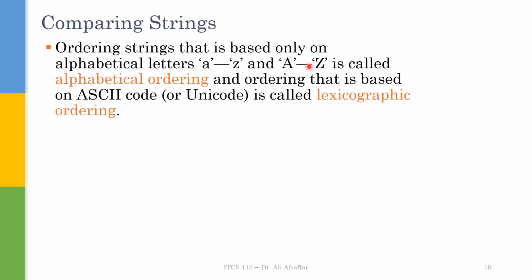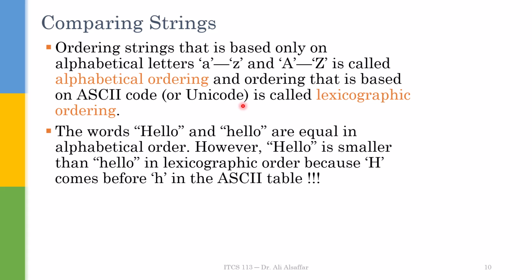So when we order letters based on ASCII code, the ordering is called lexicographic ordering. Here is an example. When we say hello, H is in uppercase, and for the second hello, H is in lowercase. In alphabetical order, they represent the same words, so we say they are equal. However, in lexicographical ordering, they are not the same because H in uppercase has a different ASCII code than H lowercase.